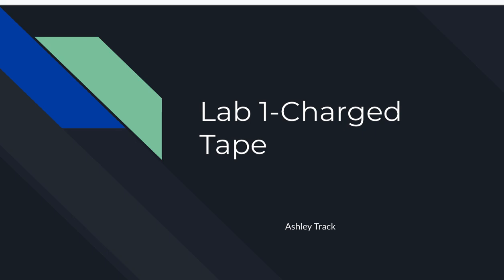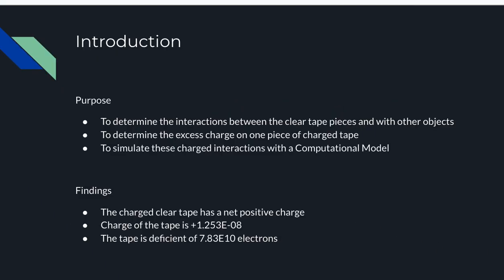This is Physics Lab 1, charge tape. The purpose of this lab was to determine the interactions between the clear tape pieces with other objects and with another clear tape. It was to determine the excess charge on one piece of charge tape and to simulate these charge interactions with a computational model through Python.